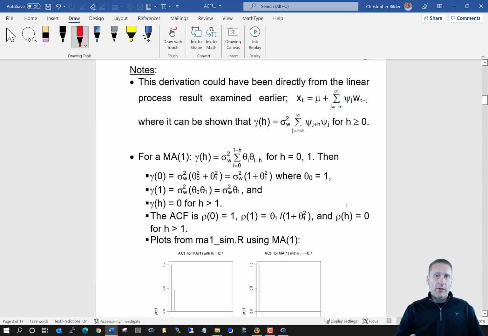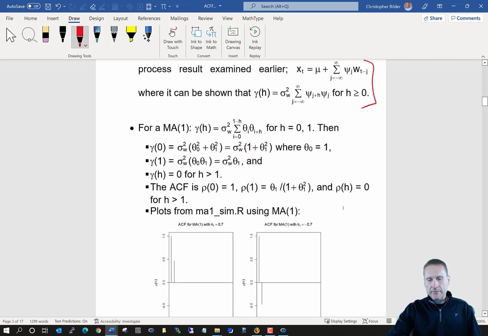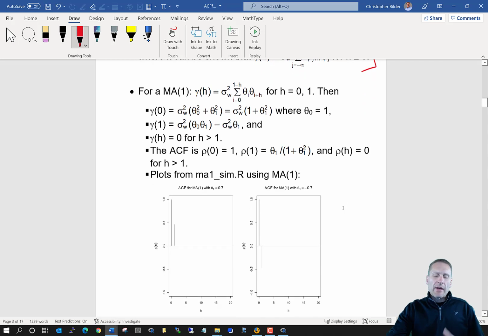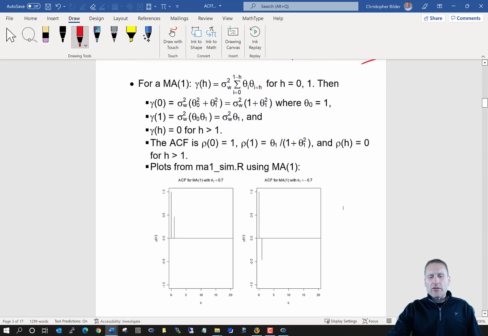Now, one could do a similar derivation as well, using the result that we had from a linear process earlier. So in this next set of bullets here, I just show you, okay, well, what happens when we have a moving average 1? We've seen this before, but just not necessarily written in terms of this general form here.